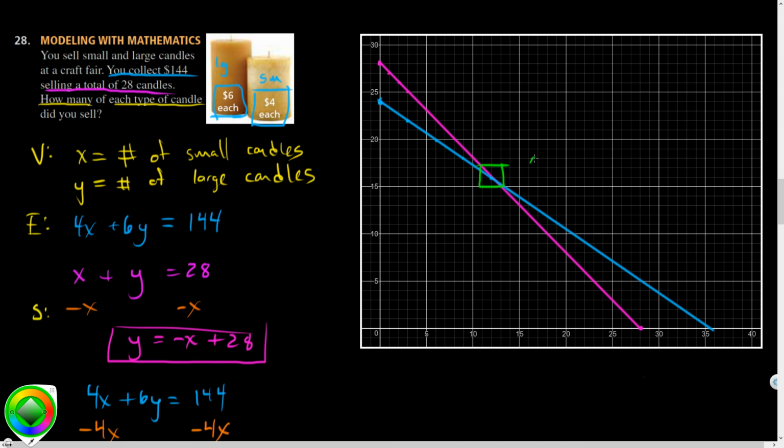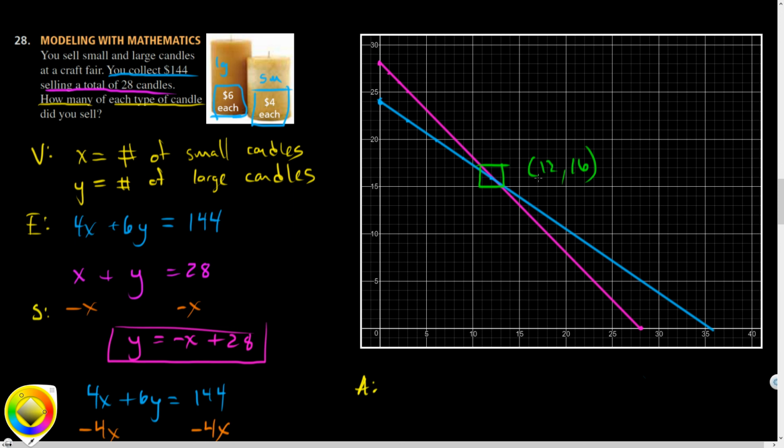It appears to be 12, 16. You guys agree? That appears to be the intersection. Yeah. 12, 16. And so now I can answer the problem.